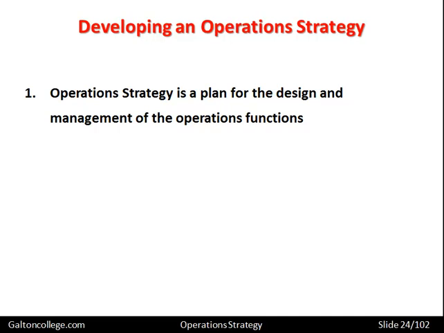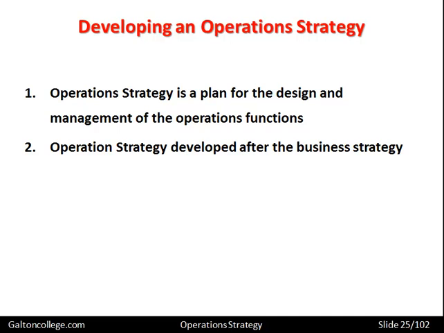Now, the operations strategy is a plan for the design and management of operations functions. It's looking at the operations of the business. How does the business go about making the product and manufacturing the product and delivering the product and so on? What are the various steps in the production process? Who's involved and why are they involved, and what is the contribution?